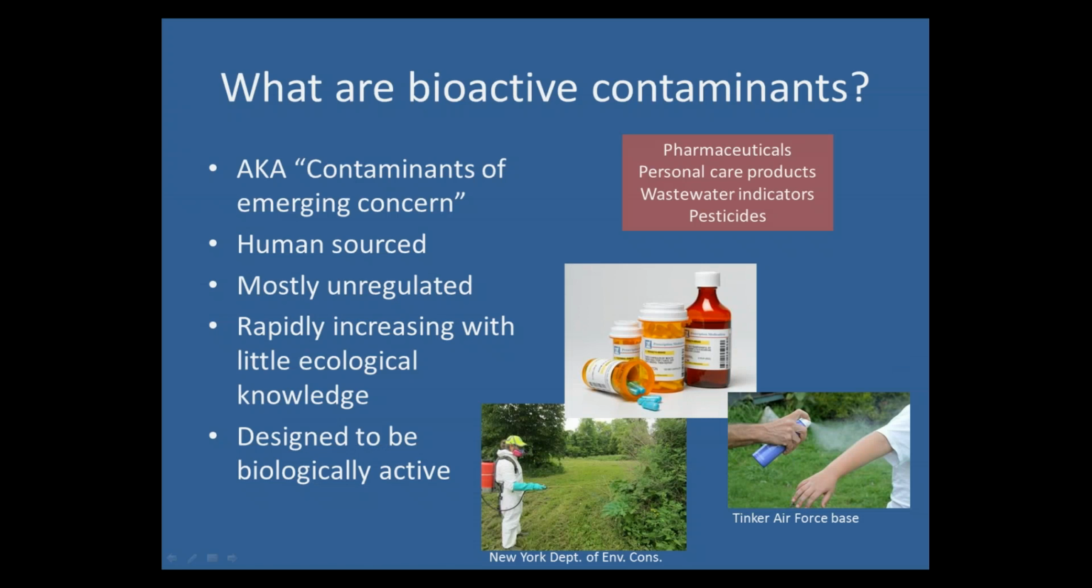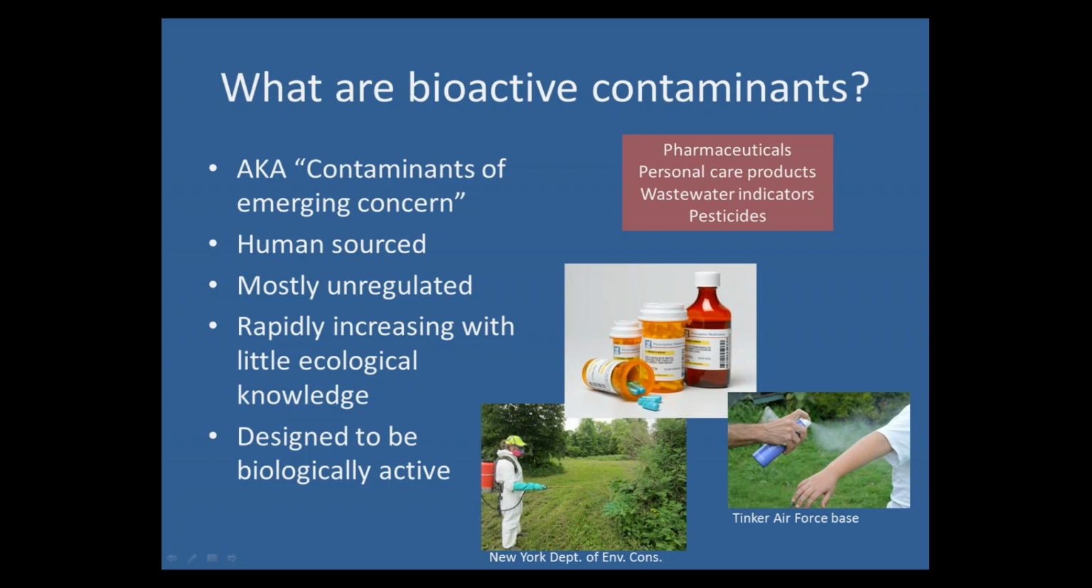So first of all, what do I mean when I say bioactive contaminants? Well, for this project, it's four categories of chemicals: pharmaceuticals, personal care products, wastewater indicators, and pesticides. They're also known as contaminants of emerging concern or emerging contaminants, and they have a few things in common with each other. The first thing is that they are primarily human sourced. That means that they are synthetic chemicals that wouldn't be in the environment unless people put them there. There are a couple of analytes that are an exception to this that do have natural sources but are good indicators of waste, but for the most part, they are synthetic.